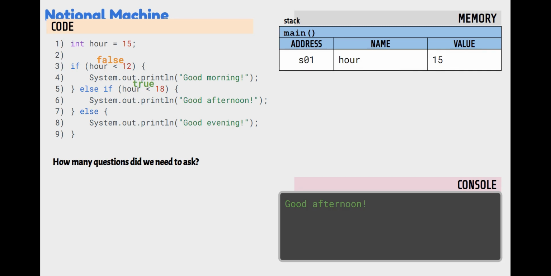We need to decide how many questions did we have to ask. In this case, we only needed to ask 2 questions, if the hour was less than 12 and if the hour was less than 18. Let's look at another example.